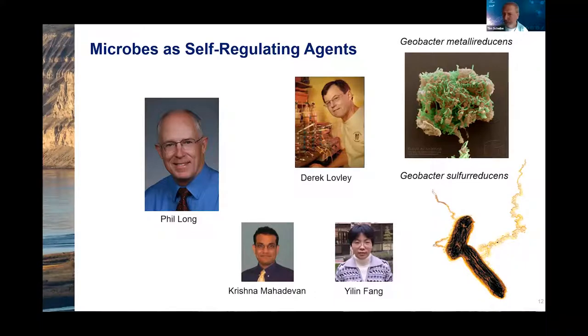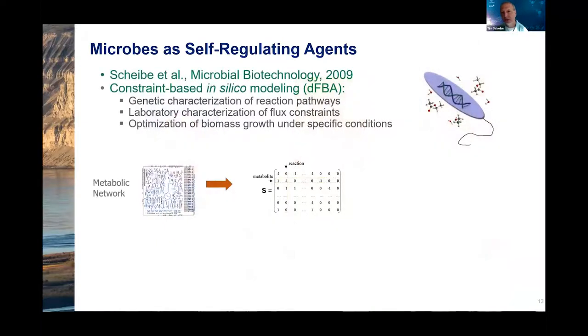And so she was the one who implemented the genome scale model into the reactive transport models at RIFLE, leading to a paper that we published in 2009 in Microbial Biotechnology, which was the first really to incorporate genome scale representation of microbial function into our reactive transport model. And we did that using constraint-based modeling based on what Hyun referred to as dynamic FBA, flux balance analysis, yesterday. And in that, basically, we do a genome scale characterization of the reaction pathways based on genomic sequencing and annotation to identify the metabolic network.